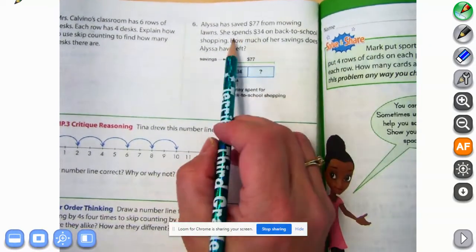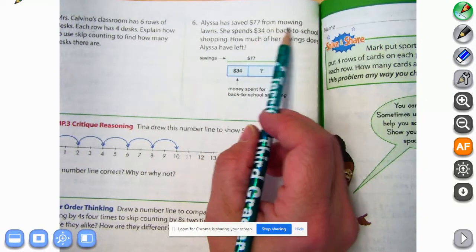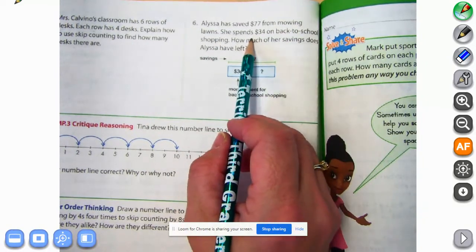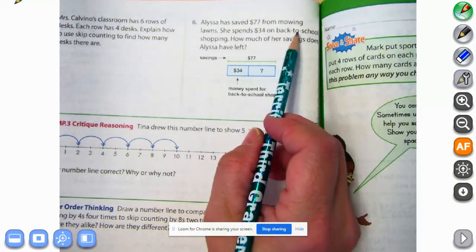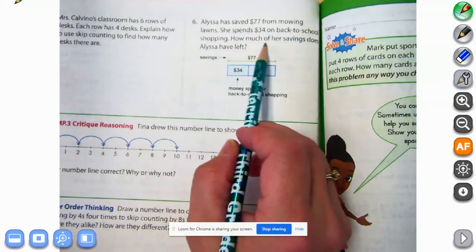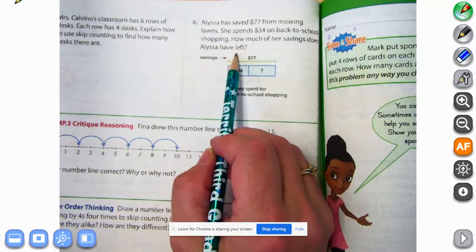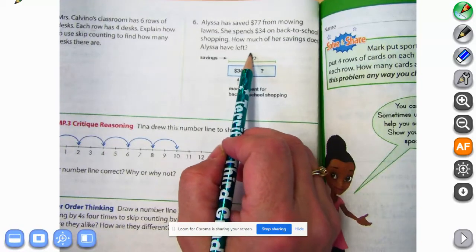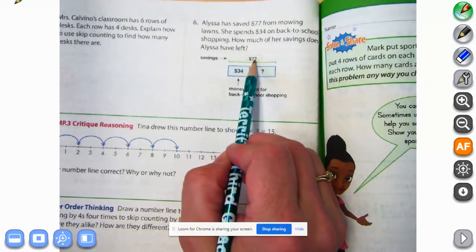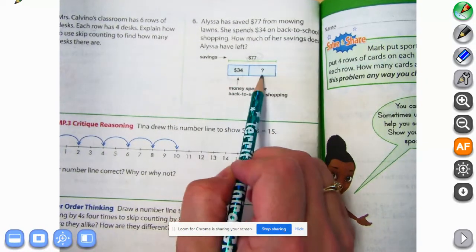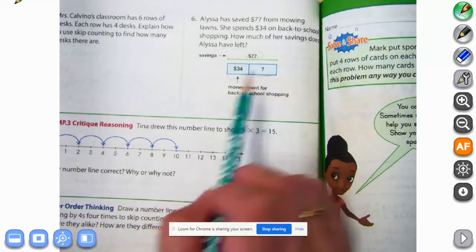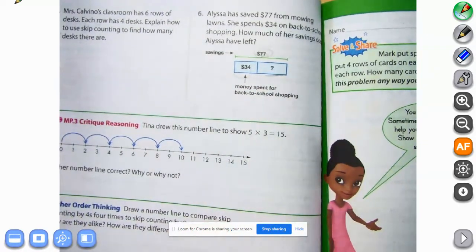Number 6, Alyssa has saved $77 from mowing lawns. She spends 34 of them on back-to-school shopping. How much of her savings does Alyssa have left? The total she should have had, or when she started, was 77, and she's already spent 34. So how much money can she still spend? What's left? What's the difference?